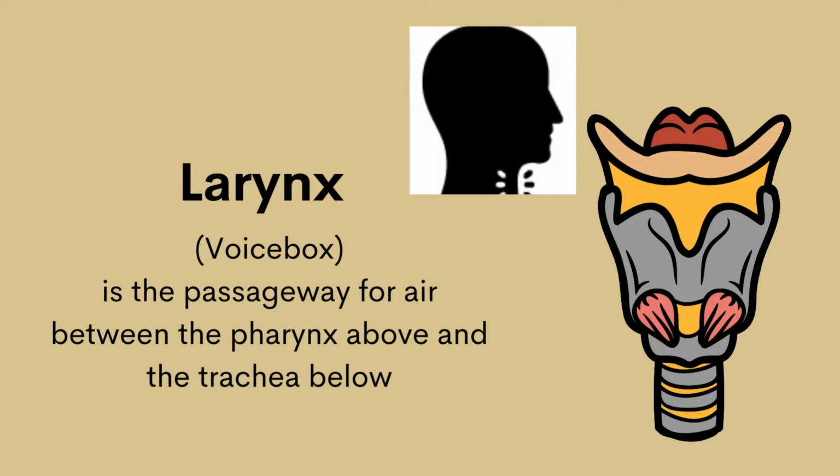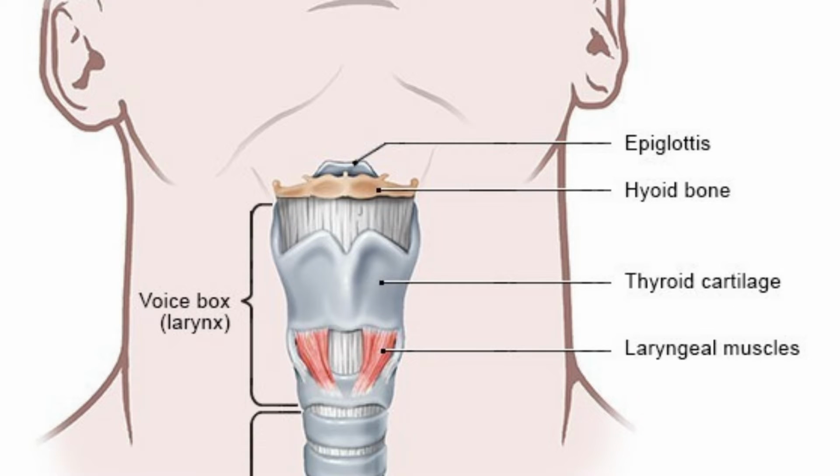And on the other hand, larynx. Larynx is also known as the voice box. The main function of the larynx is to protect the lower respiratory tract from aspirating food into the trachea while breathing.